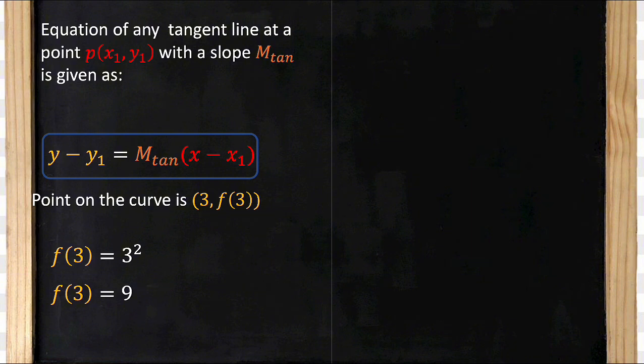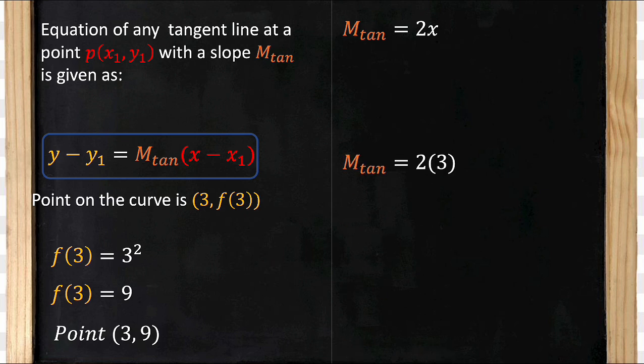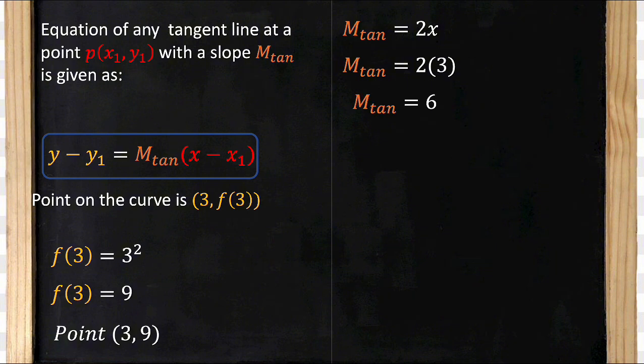So here we have the point (3, 9). The slope of the tangent equals 2x. So the slope of the tangent m_tangent is equal to 2(3), which equals 6, which is the slope of the tangent, equals 6, right?